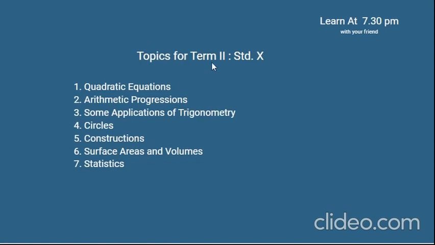The topics for term 2 are quadratic equations, arithmetic progressions, some applications of trigonometry, circles, constructions, surface areas and volumes, and statistics. Okay, let us begin with the first one, that is quadratic equations.